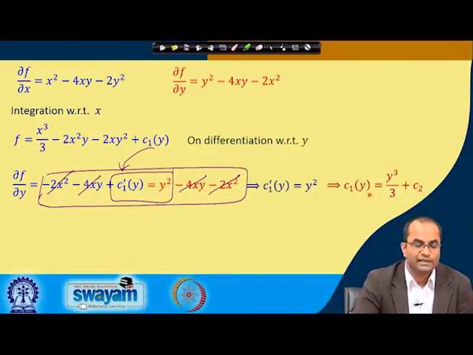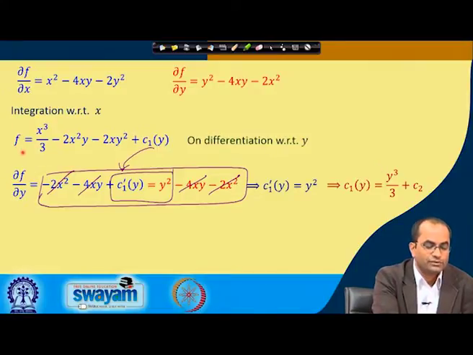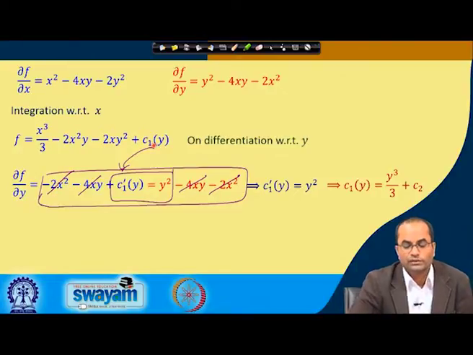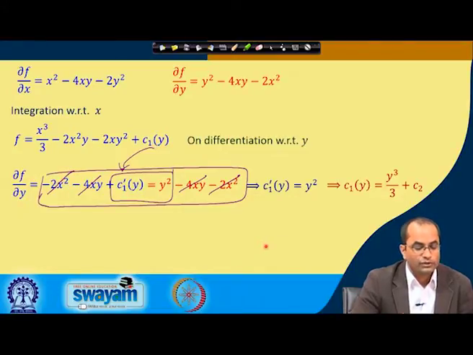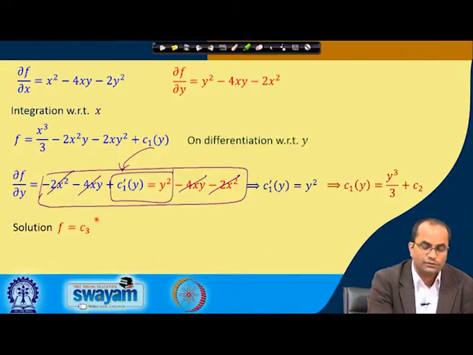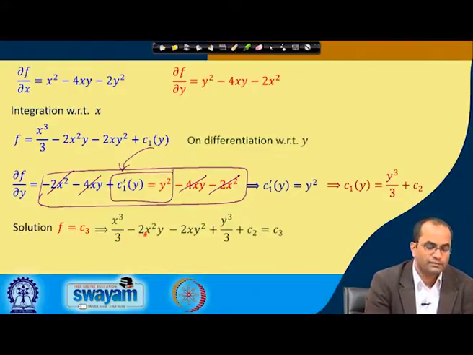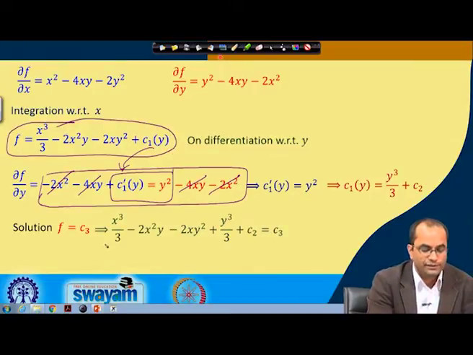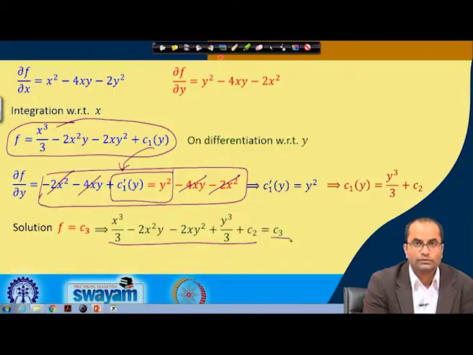Once we get c 1, we get basically this f. So, f is nothing but x cube by 3 minus 2 x square y minus 2 x y square, and then we need to add c 1 there, y cube by 3 plus an arbitrary constant. Once we have f, we can write down the solution as f is equal to a constant. The solution will be f equal to some constant c 3, we have named it so because c 2 we have used already, and this is our f by substituting c 1 in this f equation.